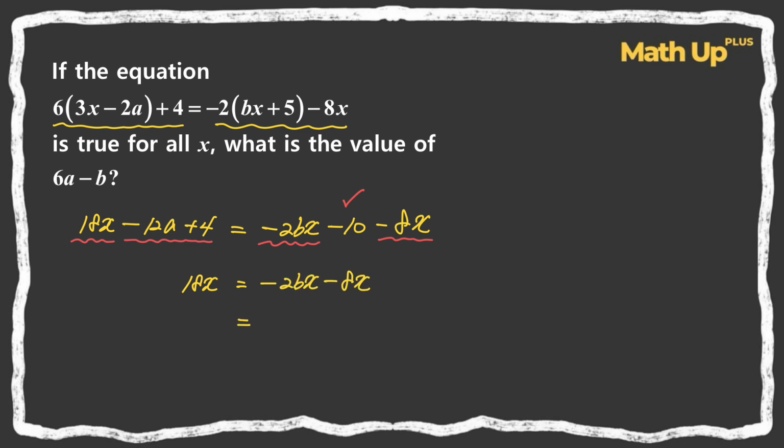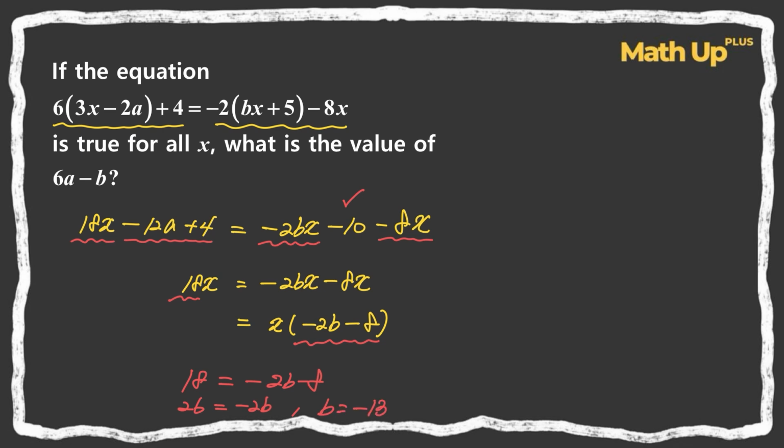And if we factor x on the right-hand side, that's going to be minus 2b minus 8. So 18 must be equal to negative 2b minus 8. Then 26 is equal to negative 2b. Then b is negative 13.